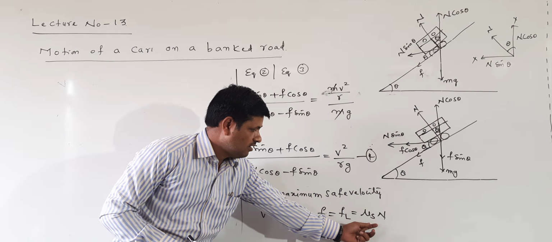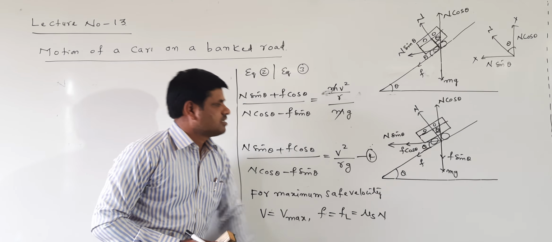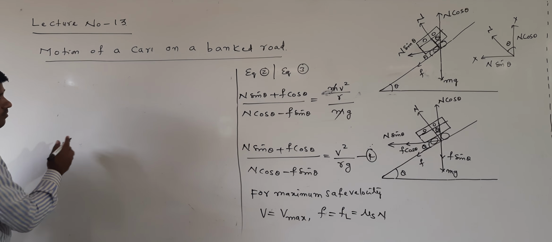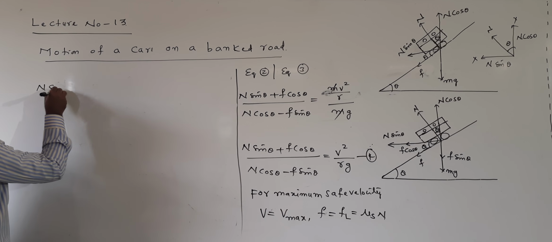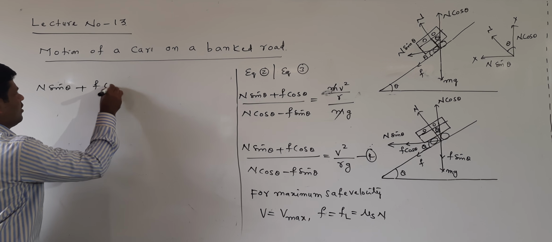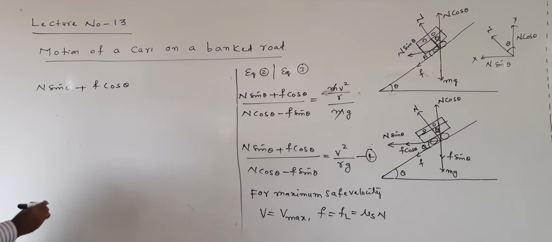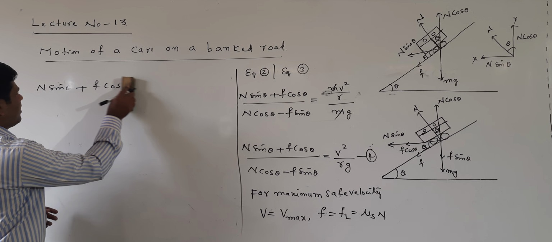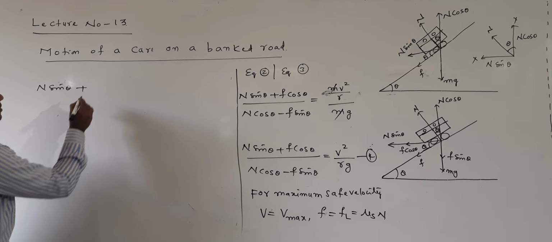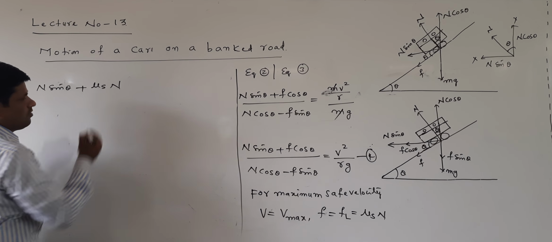Friction becomes, what is the limiting friction? That is μs into N. Now from this I am writing N sin theta plus f cos theta. In the place of f I am writing N sin theta plus f equal to fl equal to μs into N. F is equal to μs into N.